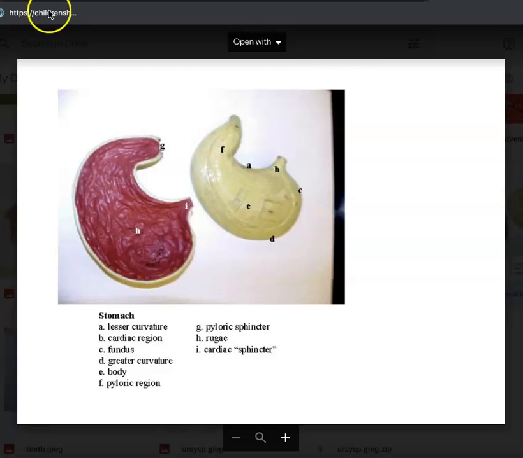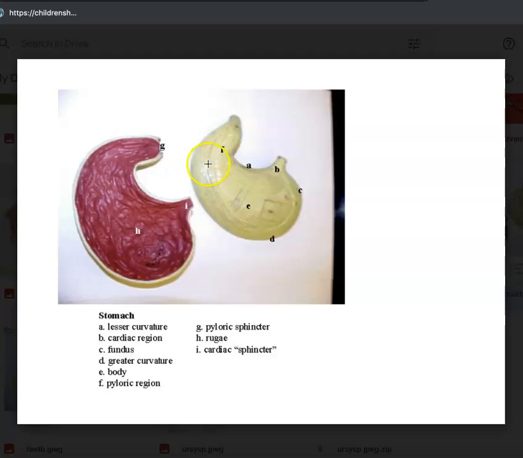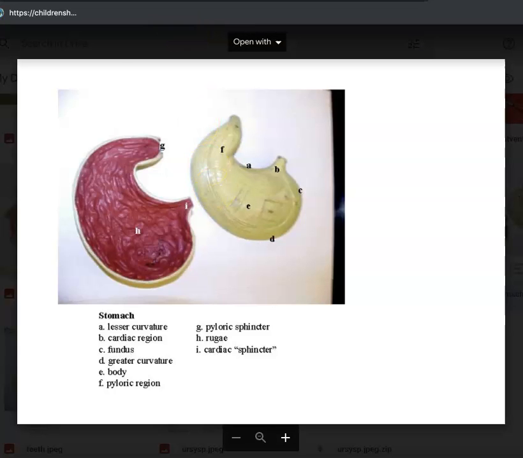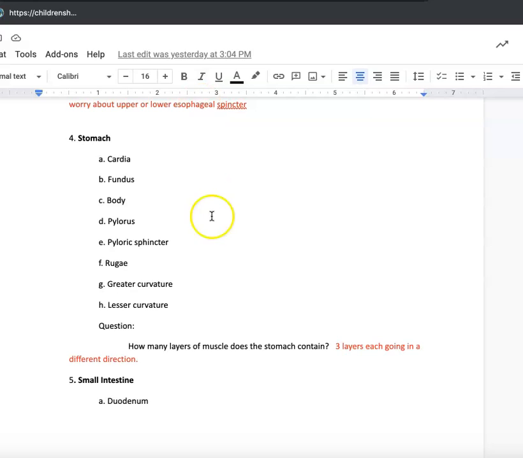In this video, I'm going to go over the stomach. The model we'll use is this one, which comes off the torso guy. So let's look at this. This is the area of the lab, number 4, going over the stomach. I'll go through this with you.